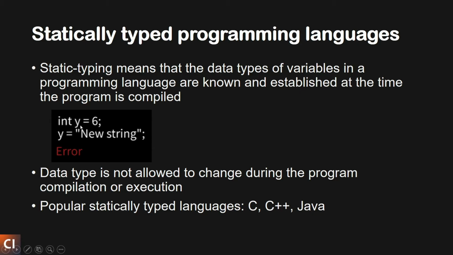So in this example, we said int y is equal to 6. You can't come on later and say y is equal to a new string. That will pop an error, okay, once the language is being run. Okay, so the data type is not allowed to change, right?